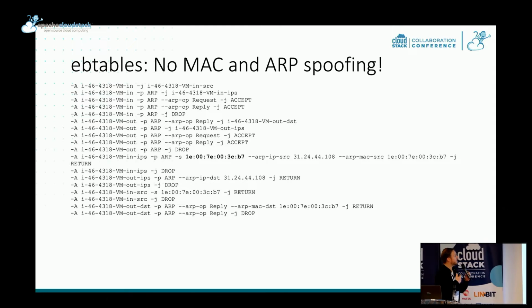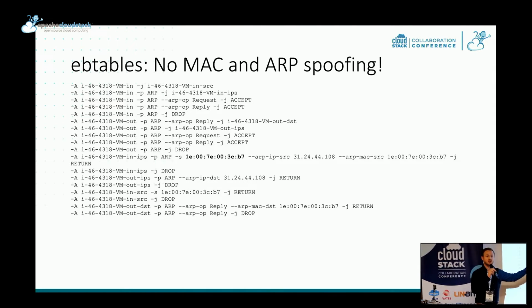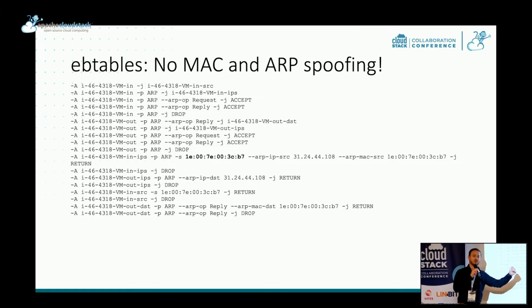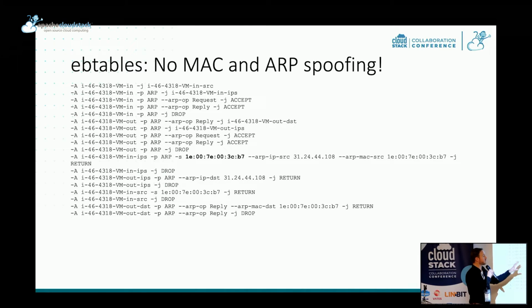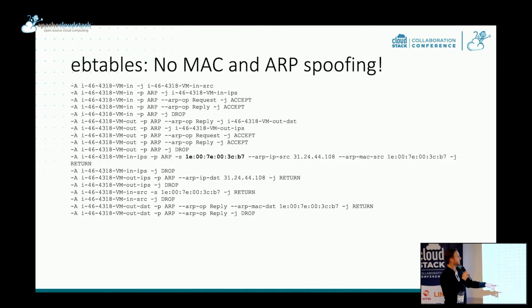Same goes for ebtables. Any packet leaving the virtual machine should match the MAC address of the virtual machine, which we know was assigned to the network interface. So MAC address spoofing is not allowed because ebtables does the filtering. It also does filtering on ARP replies coming out of it. So you cannot reply to an ARP saying, oh, this is me, you can send the packets to me. No, the hypervisor will block the traffic for you.